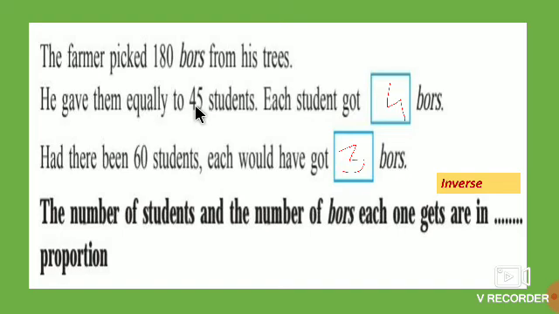If 45 students become 60 students, it means the number of students increased here, but the number of boars they get has decreased. It means the first quantity increases, relatively the second quantity decreases. So therefore there is an inverse proportion. The number of students and the number of boars each one gets are in inverse proportion. Understood it?